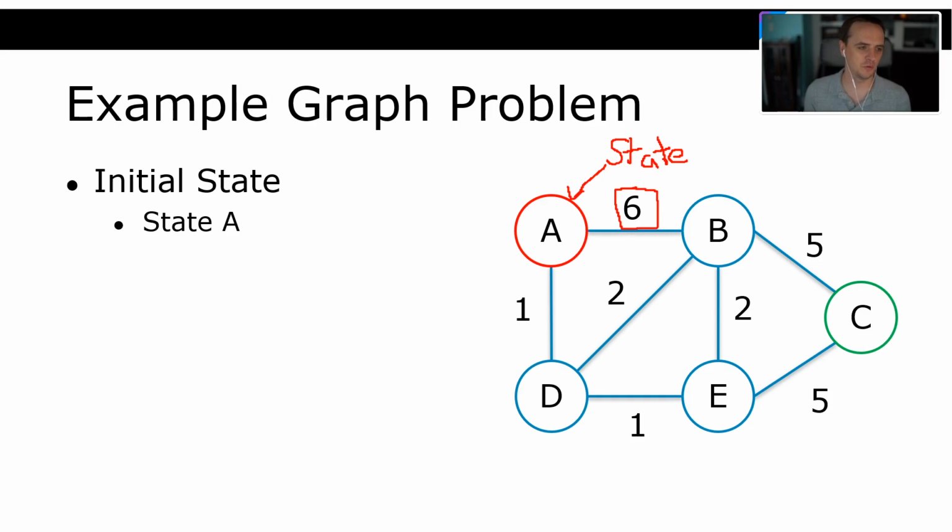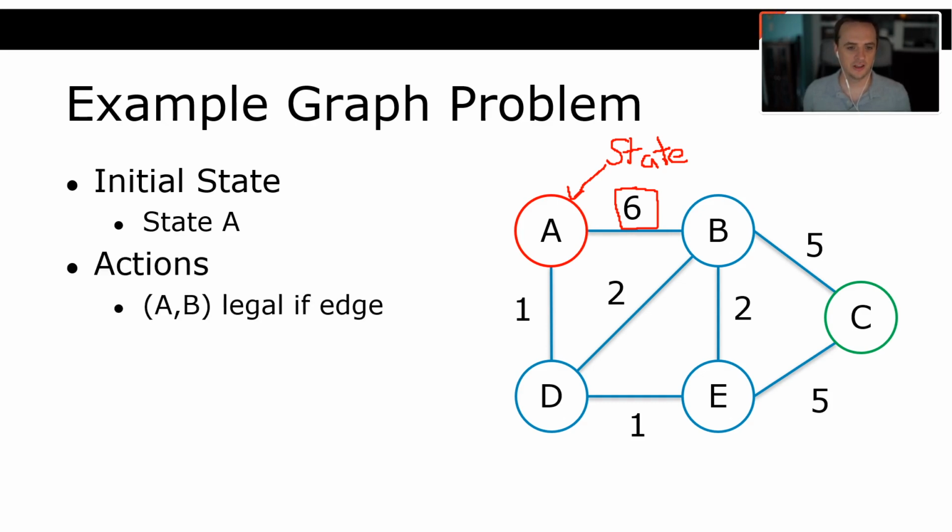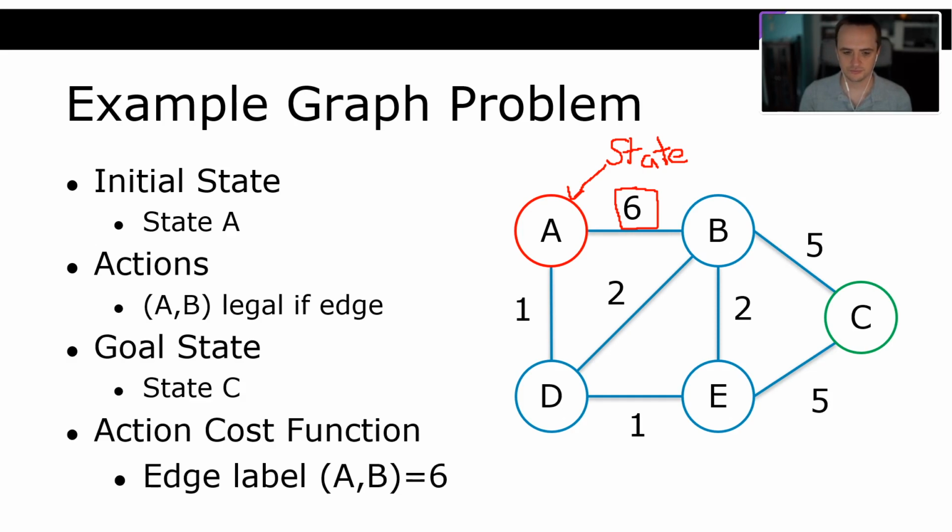So in this problem, the initial state is state A, the red one here. I apologize for anyone who's red-green colorblind. I didn't have that in mind when I made this. So state A is the initial state. The legal actions for this problem instance are that moving from state A to state B is legal if there is an edge connecting them. Okay, so that's pretty intuitive. Also, we have the goal state, state C, over here that we're trying to reach. And the action cost function is the edge label. So for example, the cost of going from A to B is equal to 6.